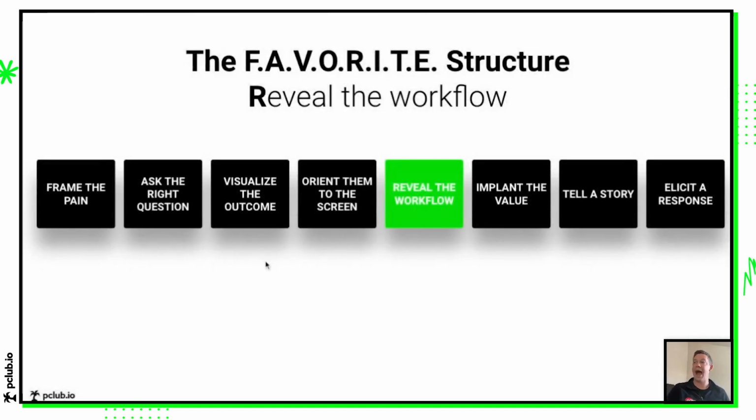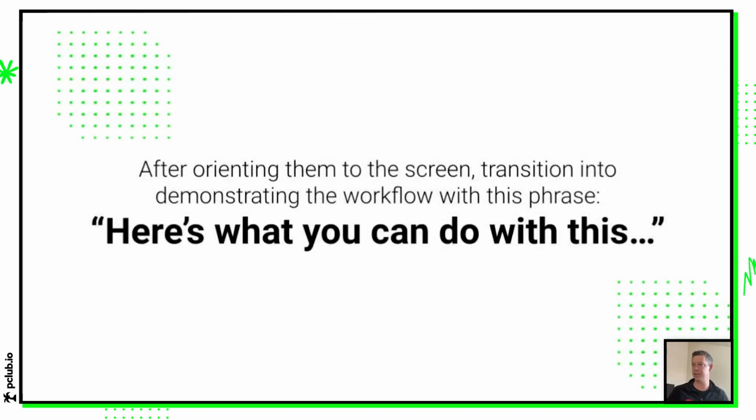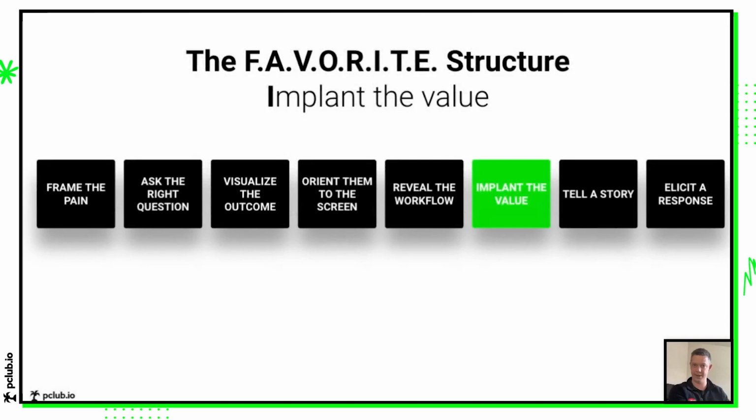Now, after you do that, you'll reveal the workflow, which is a fancy way of saying you do your demo. You're going to show them how the product works. After orienting them to the screen, you're going to transition into demonstrating the workflow with, here's what you can do with this, right? So you're orienting them to the screen. Over here on the left, you have X. This dashboard over here is Y. Now let me tell you what you can do with all of this. And then you simply demo.